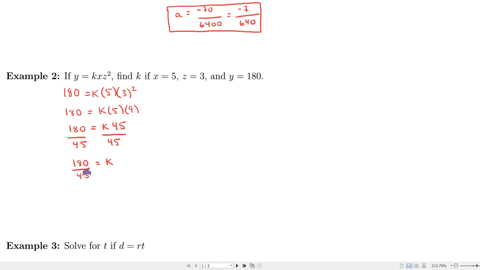But we can reduce this a little bit more, right? So we have this common factor. Note that 45 times 2 is 90, and 90 times 2 is 180, so then this is just 4. So that'll be our answer.